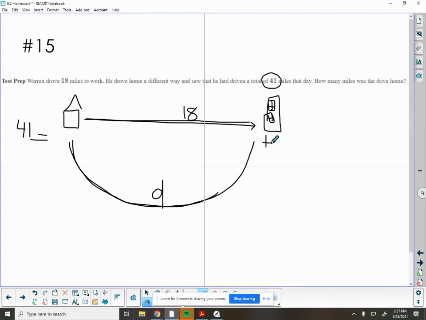So 18 plus D for his drive, or the different way, equals 41. So we want to get D by itself to see how long the drive home was. So I have to remove 18 from both sides. So this one just cancels out. So I'm left with D equals 41 minus 18, which will tell us the answer for how many miles he drove home.